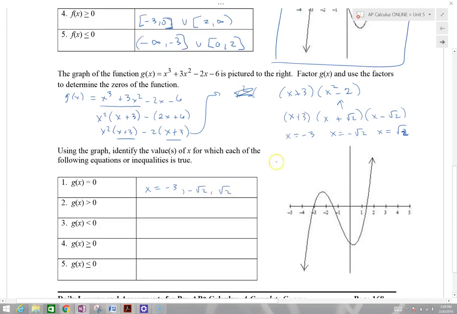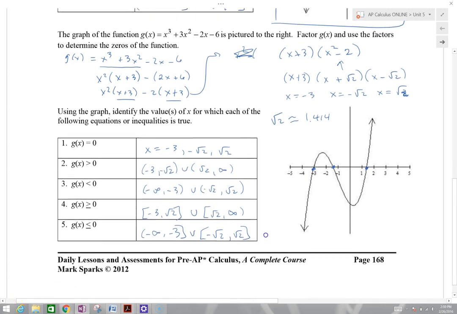And root 2 is approximately equal to 1.414. And you can see those zeros right here. There's our -3, there's our negative root 2, and here's our positive root 2. Go ahead and fill out the rest of this chart. Pause it, and I will give you the answers.